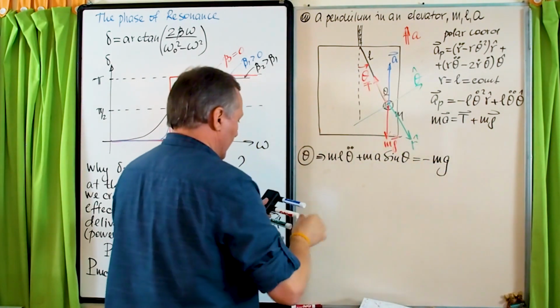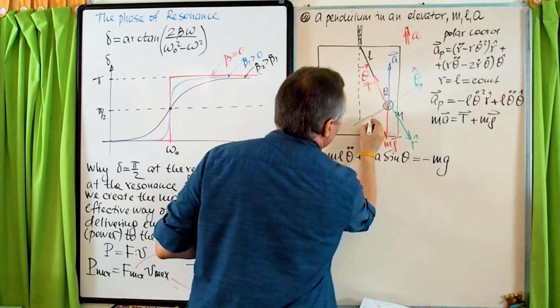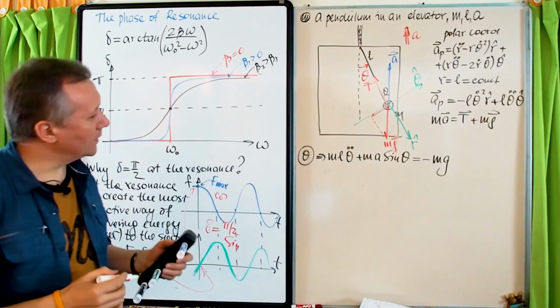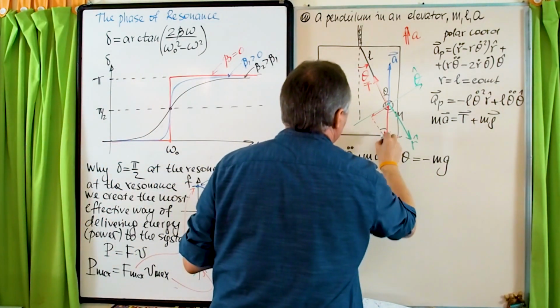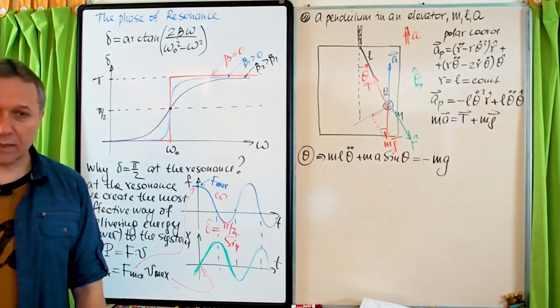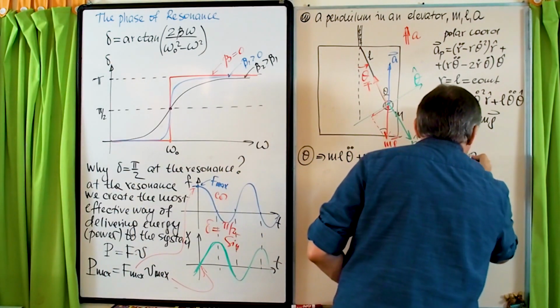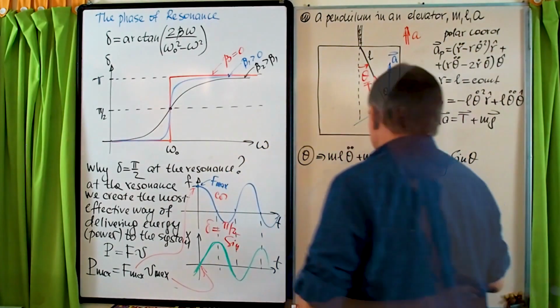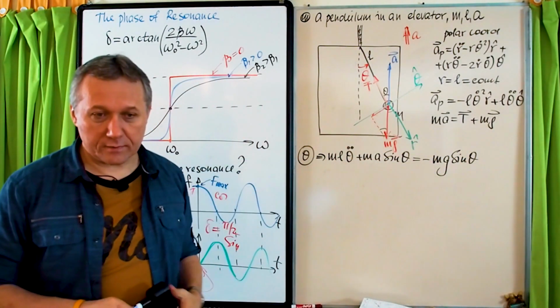Okay, I can quickly show. So this will be the component, of course. So again, this is angle theta, this is angle theta, so it will be minus mg sine theta. So that's the theta equation.